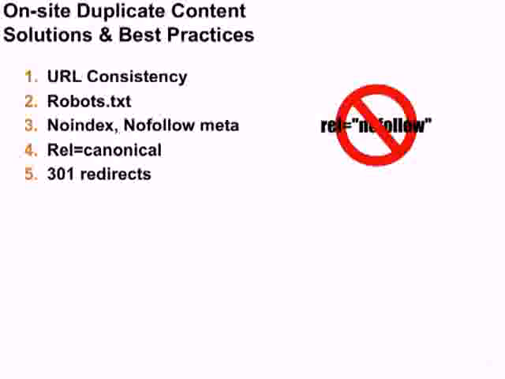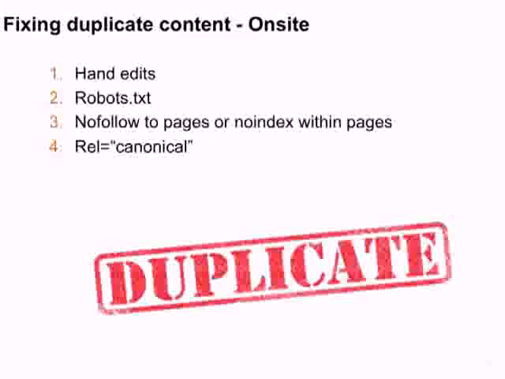But these are the best practices, starting with URL consistency, being consistent with the way that you link your site, with the way that you reference your URLs, the way that you get links and people link to you, blocking content with robots.txt, no indexing and no following content with noindex and nofollow, and then canonicalizing those tracking parameters and tracking URLs, or 301 redirecting non-www to www. The best way to fix on-site duplicate content is with a hand edit, going through and hand editing the code or rewriting duplicate content, followed by robots.txt and these other areas.